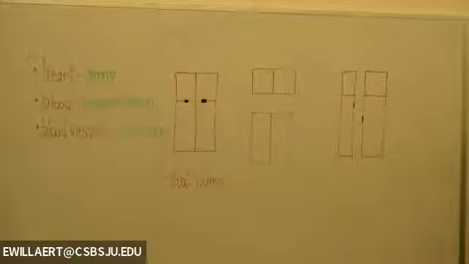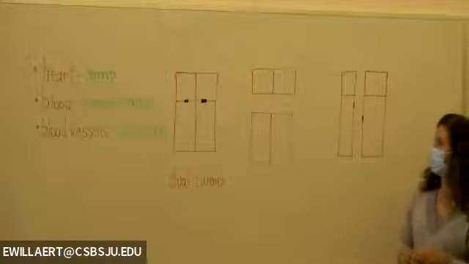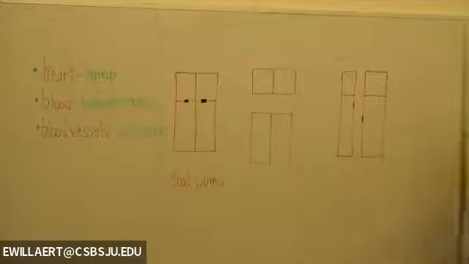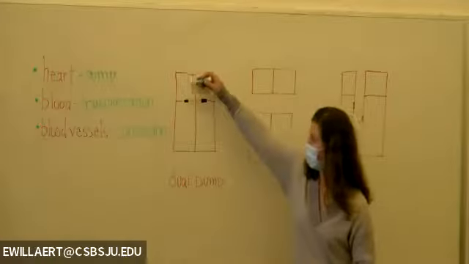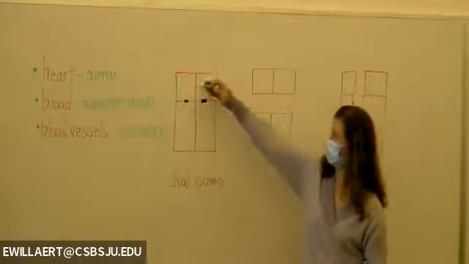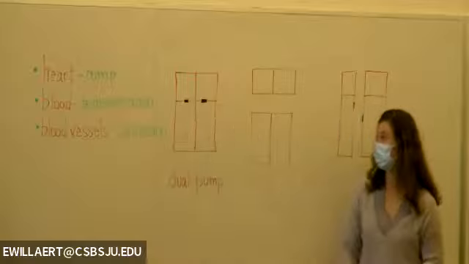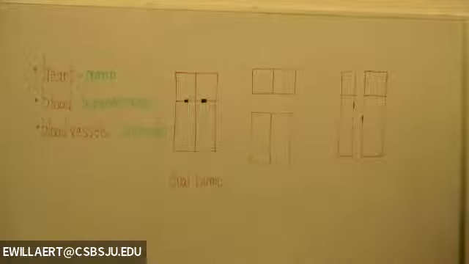Now, our heart is described as a dual pump. Dual means 2. So we have 4 chambers, 1, 2, 3, 4, depending on how you want to look at it. And these 4 chambers have various size and content of muscle depending on what their job is. And we'll talk a little bit about that as well. So there's 2 ways to look at this as a dual pump.